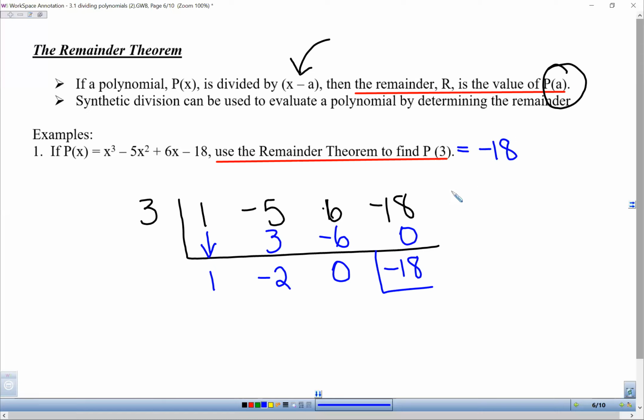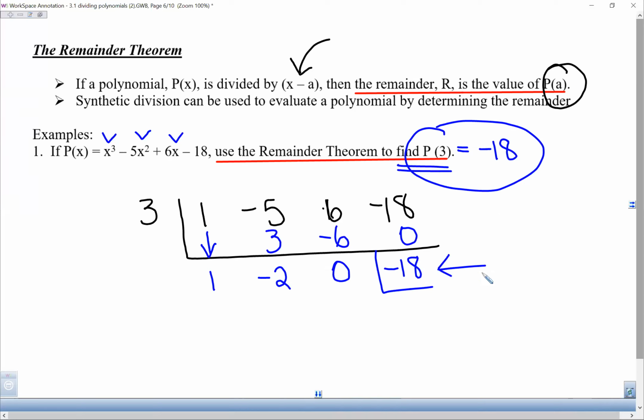So if you plugged everything back in here and put 3 in place of this x, 3 in place of this x, 3 in place of this x, we would get negative 18. So just a short way to get that. So when you see the remainder theorem or you see find p of something, then you're looking only for the remainder. So our answer in this case is just negative 18. Okay, we don't need the rest of this. We just need the negative 18.